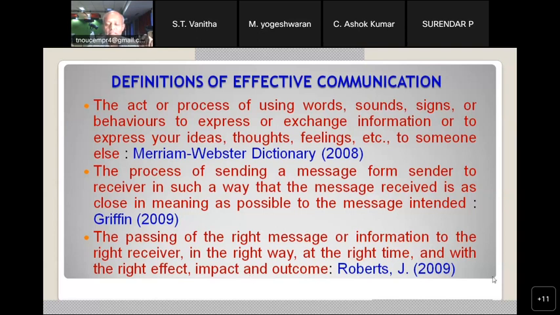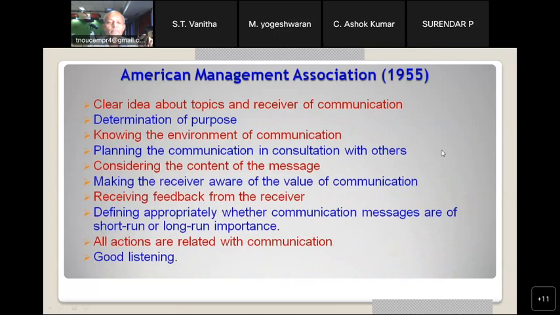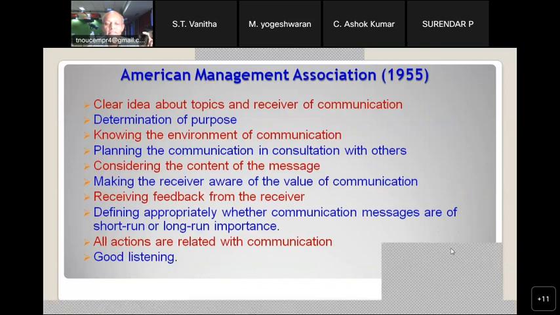And there are some other definitions also. The American Management Association defines communication as: a clear idea about the topic and receiver of communication, that means the idea should be clear; the determination of purpose; knowing the environment of communication. So we should know the environment of communication.